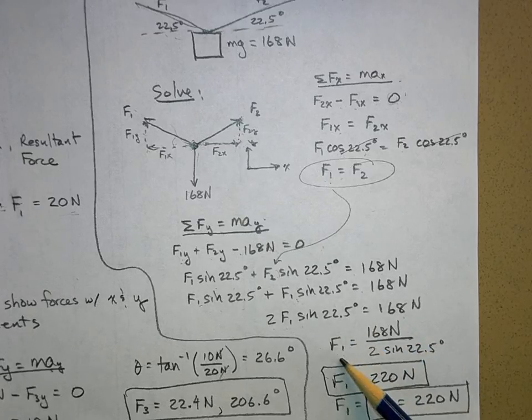So to solve for F1, I take 168 newtons, divide it by 2 times sine of 22.5 degrees, plug that into your calculator, you get 220 newtons. So F1 is 220 newtons, and since F2 is equal to F1, they're both 220 newtons. They're in different directions, but the magnitudes are the same.